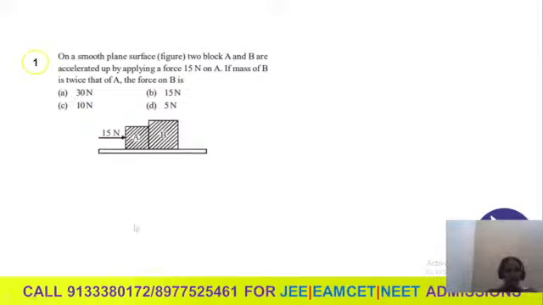And let us discuss the previous year's questions related to today's concept, how to find the resultant force and acceleration of the system. Here, first question: on a smooth plane surface, two blocks A and B are accelerated by applying a force of 50 newtons on A. If mass of B is twice that of A, the force on B is. So they're asking force on B. So take the free body diagram for B, FBD.